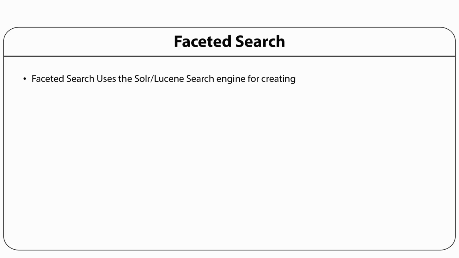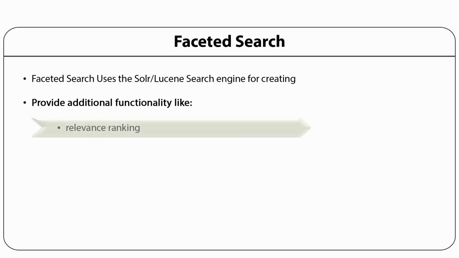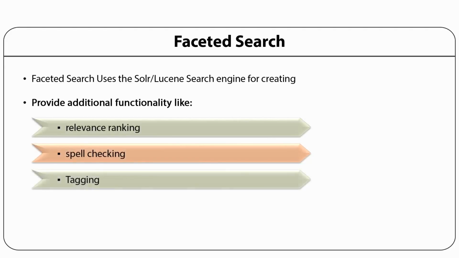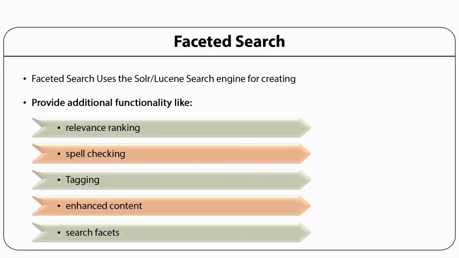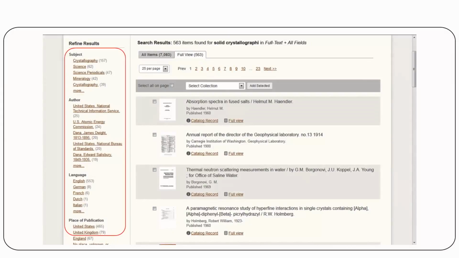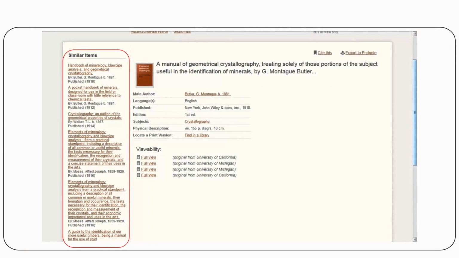Faceted search. With the invention of search engines like Lucene, which generates indices from metadata and full text and retrieves results faster by searching the indices, newer discovery features are added for searching digital libraries. So faceted search provides search and discovery functionality and may include next generation search features such as relevance ranking, spell checking, tagging, enhanced content, and search facets. The facets can be deployed as tools to refine a large number of search results to narrow down the search strategy to specific interest of the users.